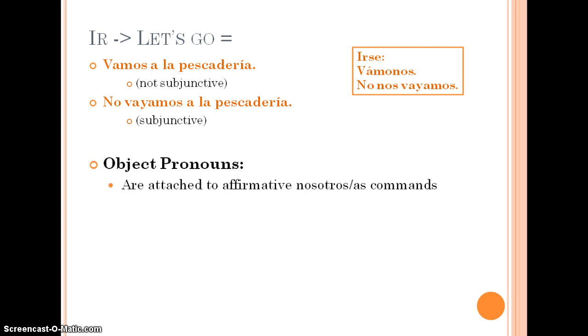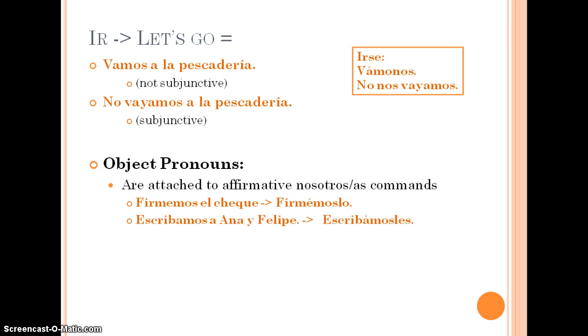So, when we have object pronouns, they are attached to the affirmative nosotros commands. So if I say firmemos el cheque, let's sign the check. Now I'm going to say let's sign it. Firmémoslo. Escribamos a Ana y Felipe. So let's write to Ana and Felipe. Now I'm going to say let's write them. Escribámosles.